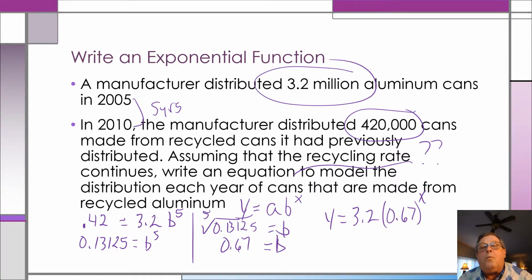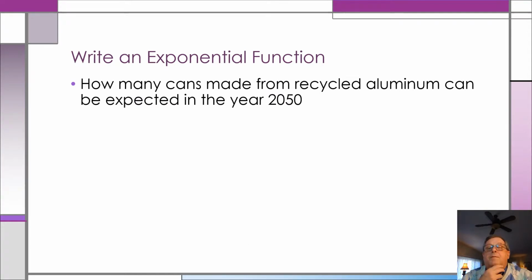Let's see, I think there's one more part to this. It says, how many cans made from recycled aluminum can be expected in the year 2050? Well, I have to go back. Our initial information came from 2005, and now we're talking about 2050. So we're talking about 45 years.